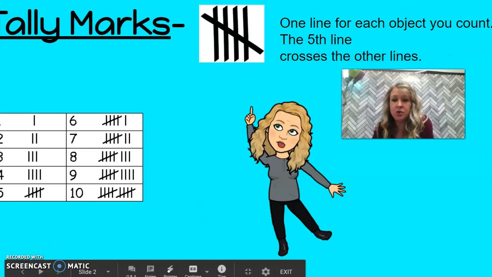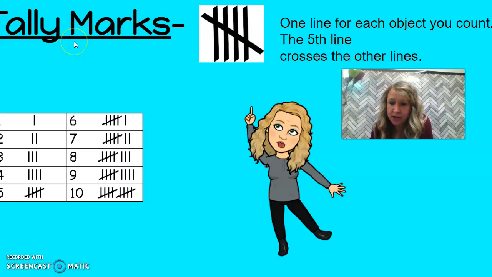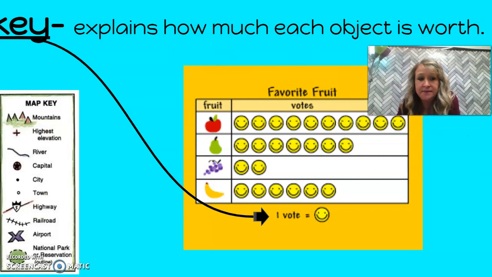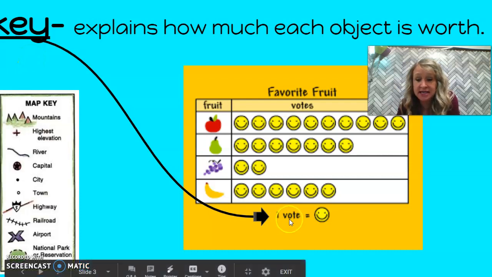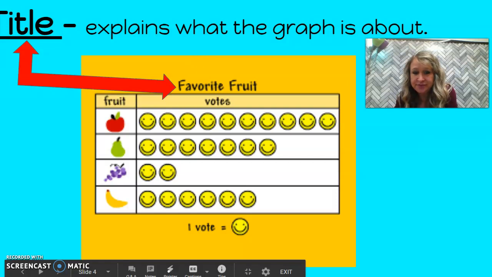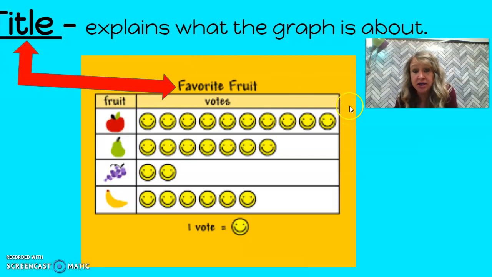Remember our vocabulary word tally marks. Say tally marks. Tally marks is one line for each object that you count. The fifth line crosses the other lines. Key, say key. A key explains how much each object is worth. This key says one vote is one happy face. Title, say title. The title explains what the graph is about. This graph is about favorite fruit, so the title is called Favorite Fruit.